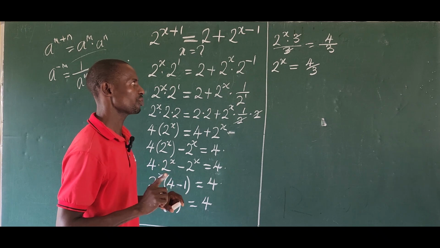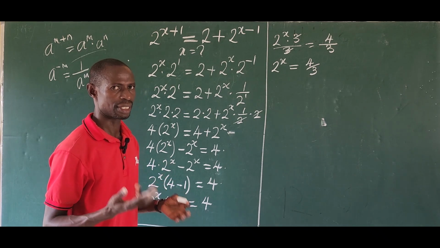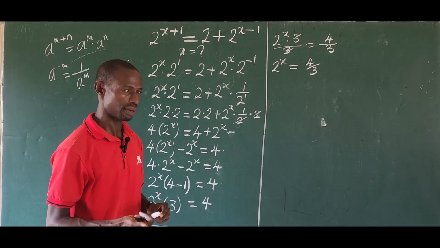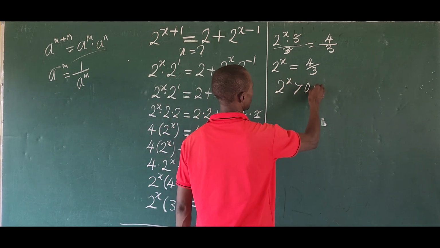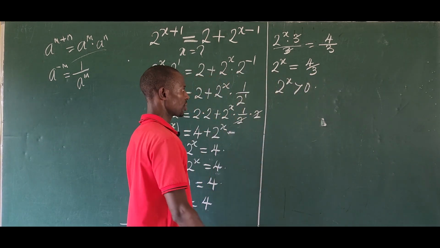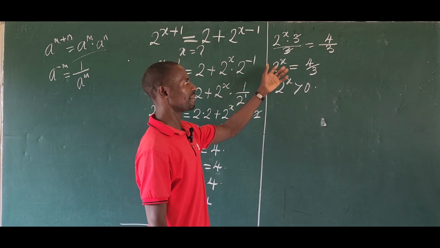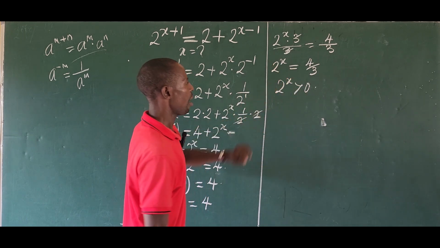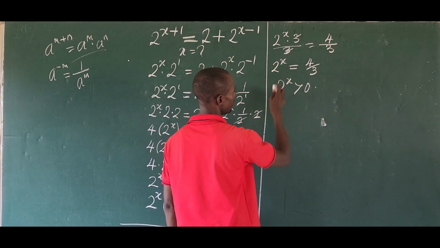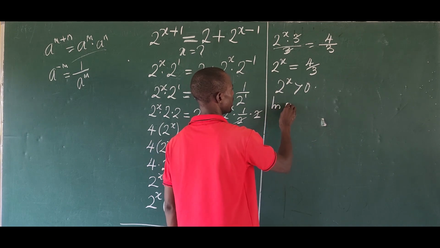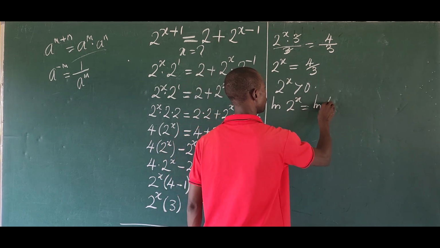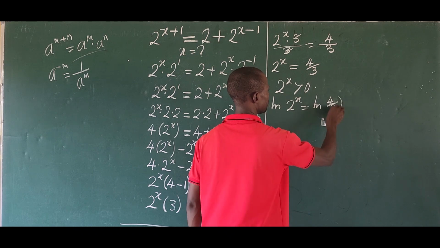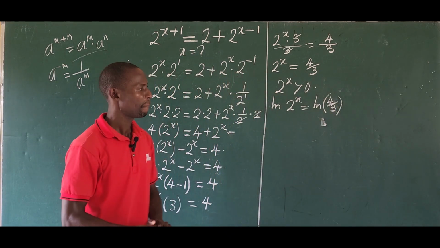Our 2 to the power of x must be greater than 0, right? So if it is so, then we cannot have a negative value from this expression here. Okay, so we're going to ln both sides of the equation. So we have the ln of 2 to the power of x is equal to the ln of 4 all over 3. Let's put this in brackets.